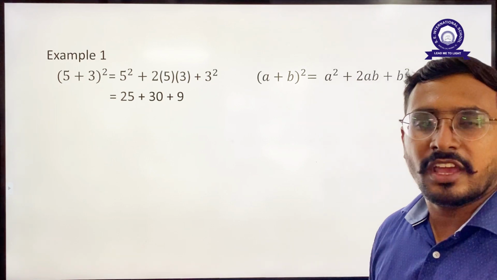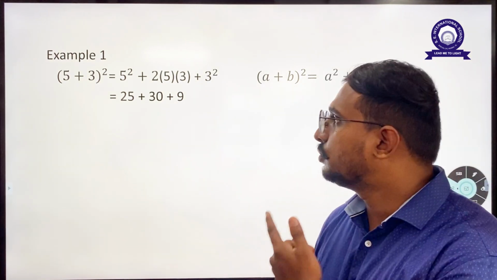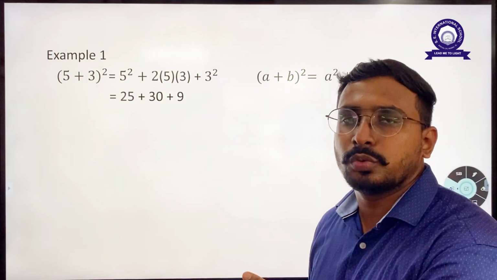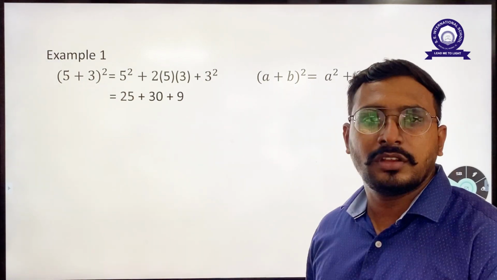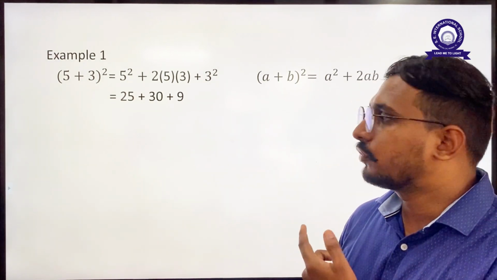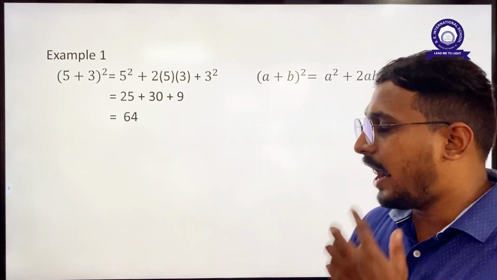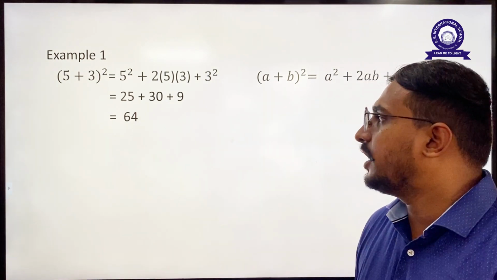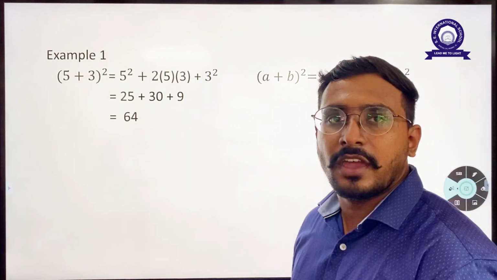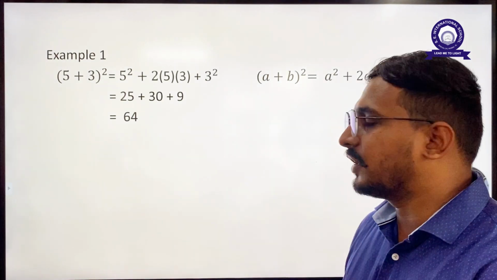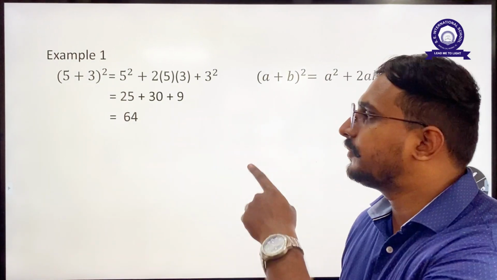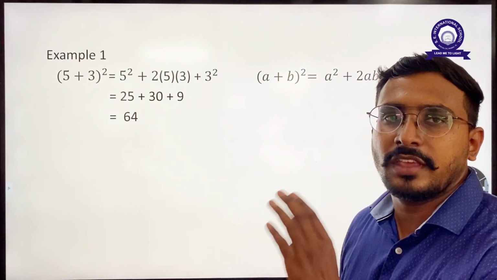Moving forward, you can further solve it. As we know, 5 square is 25, and 2 fives are 10, and 10 into 3 is 30, plus 3 square is 9. Now we can add them: 25 plus 30 is 55, plus 9 gives you 64. So this was for the plus part, where you can see a plus b.